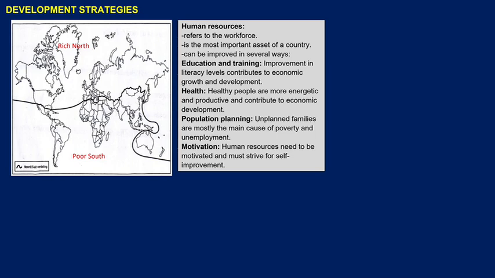So improvement in literacy levels contributes to economic growth and development. Economic growth because now you have a productive workforce, and development because people are educated and trained, they are able to access jobs, they can earn better salaries, so obviously their standard of living will also improve. Healthy people are more energetic and productive and contribute to economic development. Unplanned families are mostly the main cause of poverty and unemployment. Human resources need to be motivated and must strive for self-improvement.